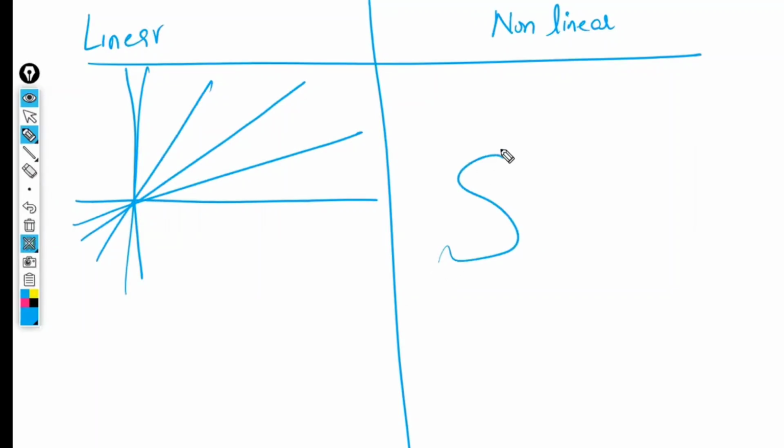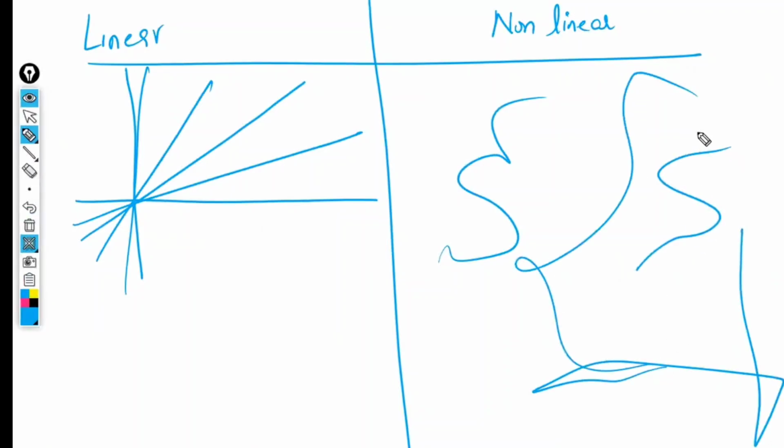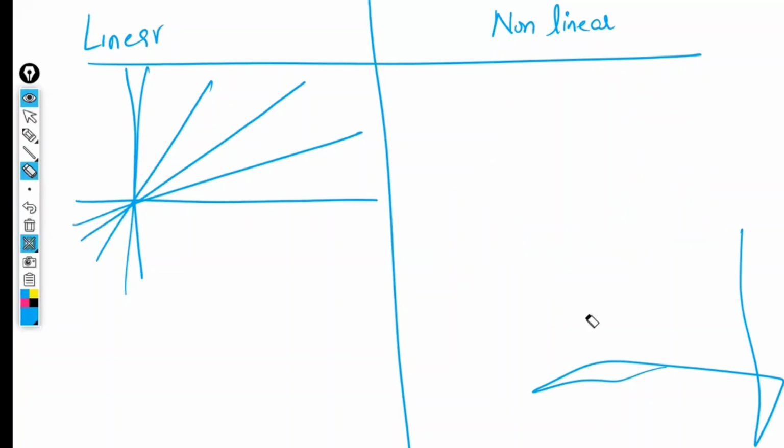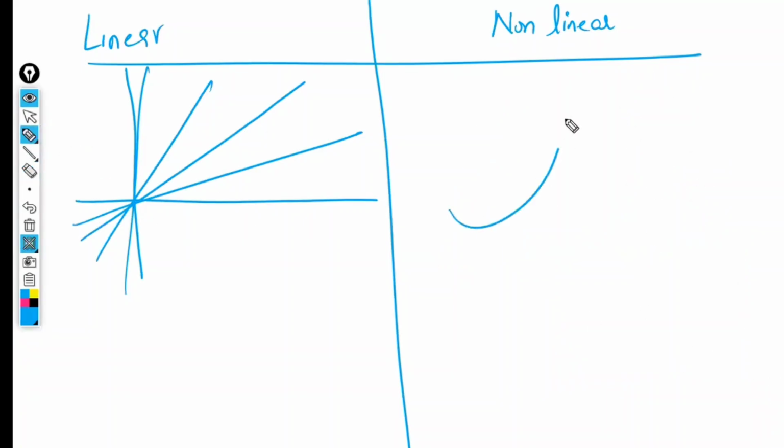Apart from a straight line, all these are non-linear lines. Anything, whatever you want, you draw. Infinite number of options are there. Anything comes under non-linear. One of them is quadratic, one of them is cubic, any can come. If you go with log x, 1 by x, anything comes under non-linear only.